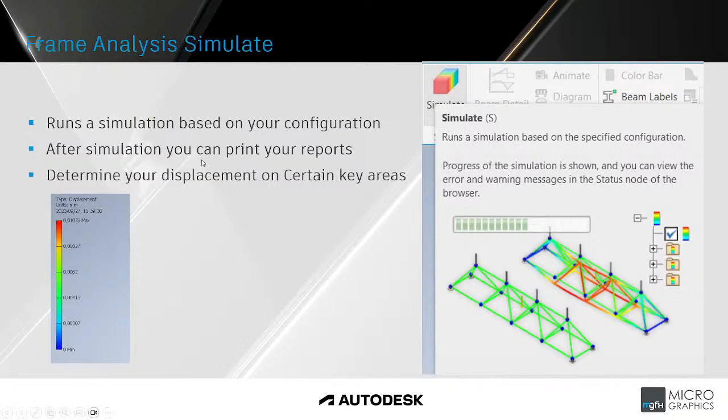So after your simulation, you can even print your reports. And one of the key areas is you can determine the displacement of your frame. So you can see, okay, on this point there's a displacement, and then you can look at your specifications. So if your displacement allows 0.025 millimeters and you see you've got a 2 millimeter displacement, you know that you need to edit your frame and add certain key areas.